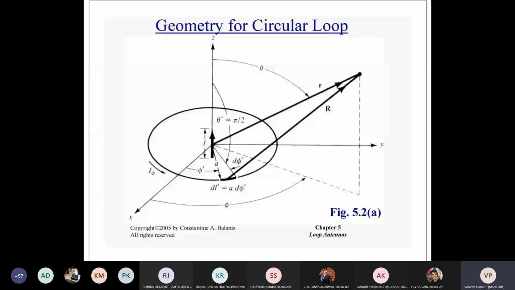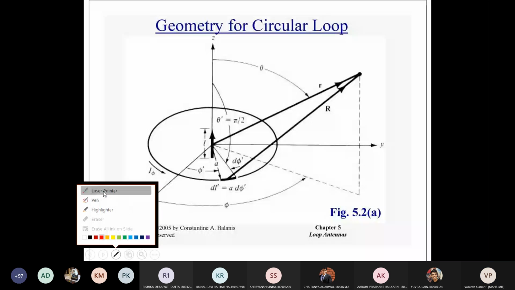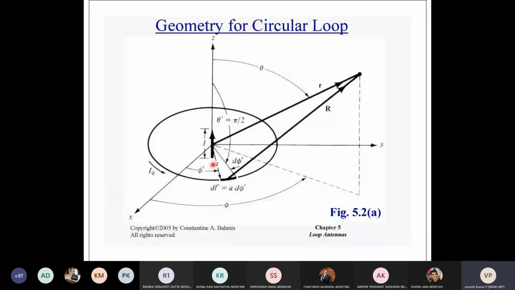So we are taking an elemental length on the circular loop, dl dash equal to a d phi dash. You know what phi dash is? Phi dash is the location of the elemental current, the angle made by the elemental current with the x-axis. So phi dash is this angle. This is the elemental current source, a point source.